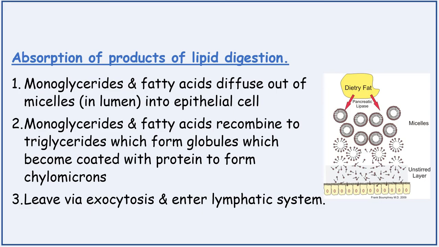So now, absorption of the products of lipid digestion. Monoglycerides and fatty acids diffuse out of the micelles in the lumen into the epithelial cell. Monoglycerides and fatty acids recombine to form triglycerides, which form globules that become coated with protein to form chylomicrons, and they leave via exocytosis and then enter the lymphatic system.